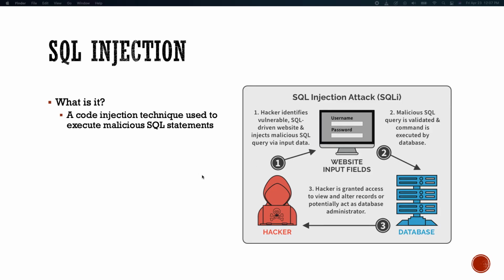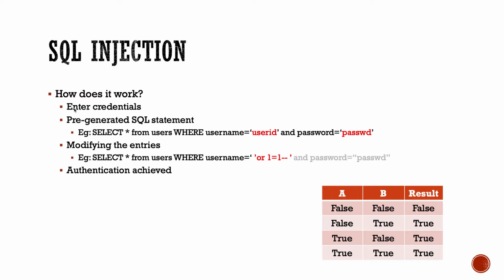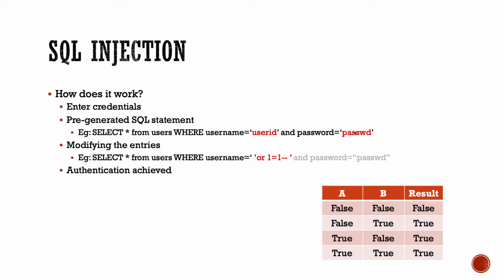Let me move on to the next slide. So we are entering the credentials. This is an example of what a pre-generated SQL statement is. We enter the username and the password. The user ID and the password are shown in red. This is the only place where, as a user, we can enter something.